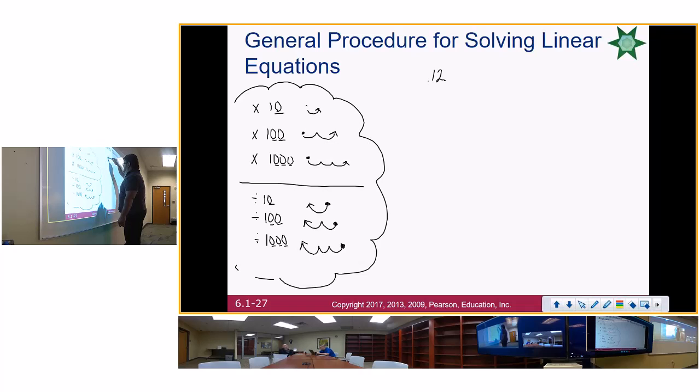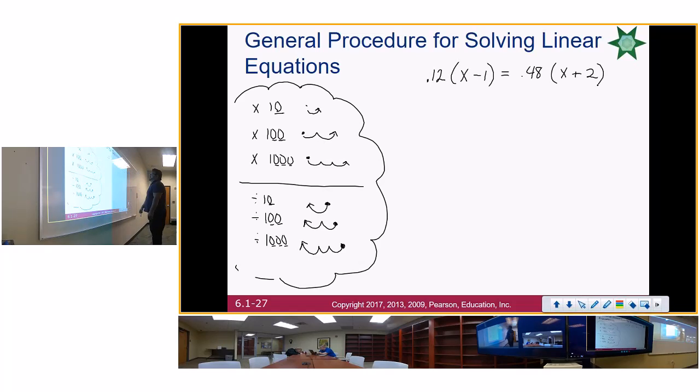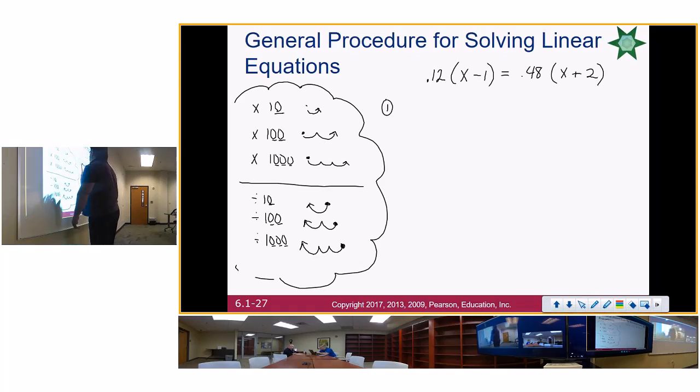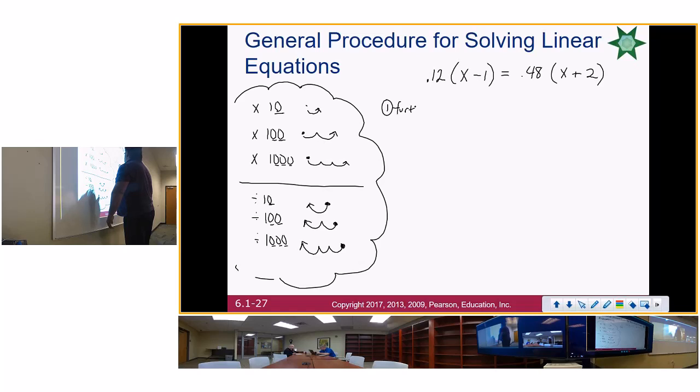0.12 times x minus 1 is equal to 0.48 times x plus 2. So I'm going to multiply. What you do, first thing you do, furthest place value taken.